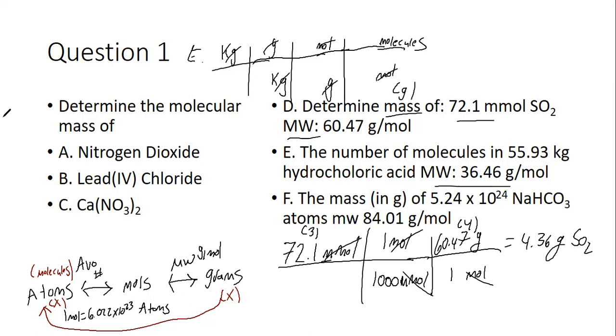All right, so hopefully you had time to figure out what goes where for E. Let me move my thing so I can actually write. So I start with 55.93 kilograms of HCl. Well, there's 1 kilogram in 1,000 grams, and there's 36.46 grams for 1 mole. And 1 mole is 6.022 times 10 to the 23 molecules or atoms.